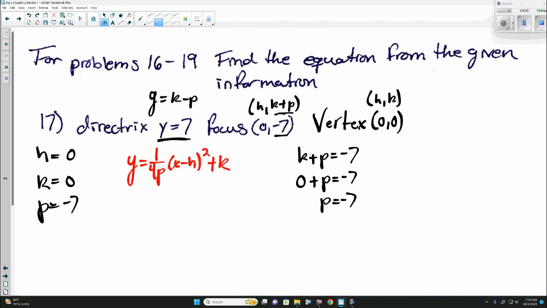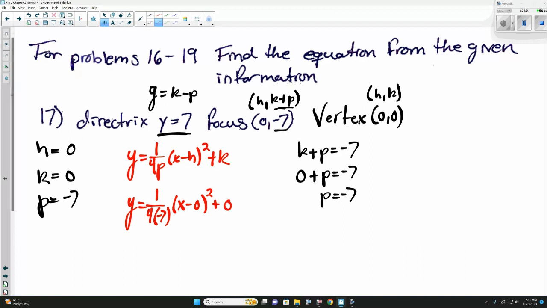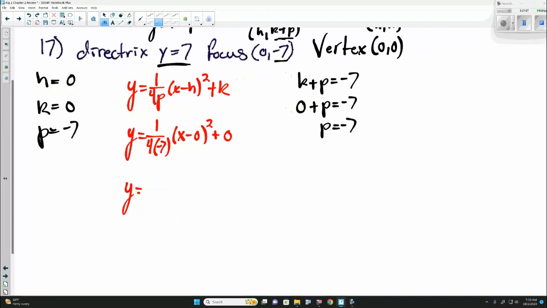Now, because the directrix is y equals, we have this set up here, so we're looking at y equals 1 over 4p. Now our value p is -7, h is 0, k is 0. Now again, at this point, you could plug in 1 over 4 times -7 into the calculator. It'll give us -1/28. Since it's x minus 0, that simplifies down to just x squared, and we get this here.